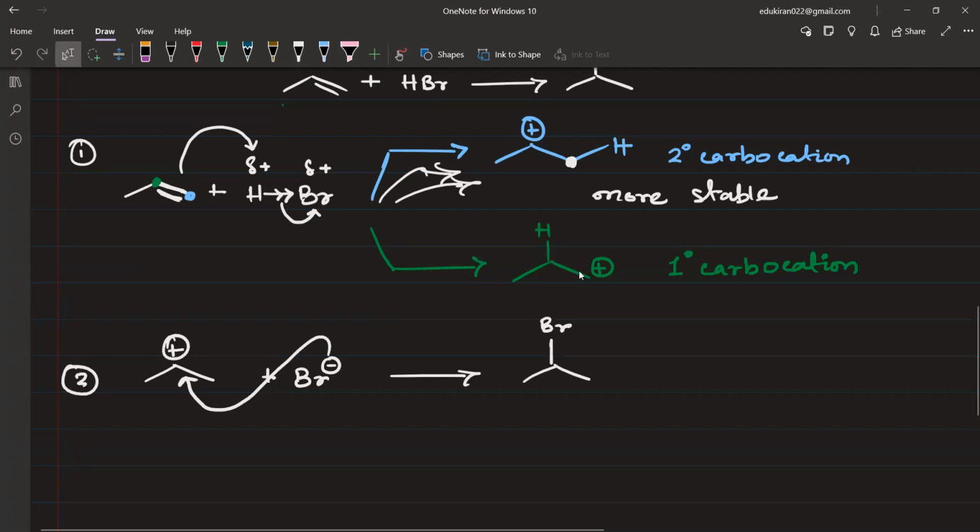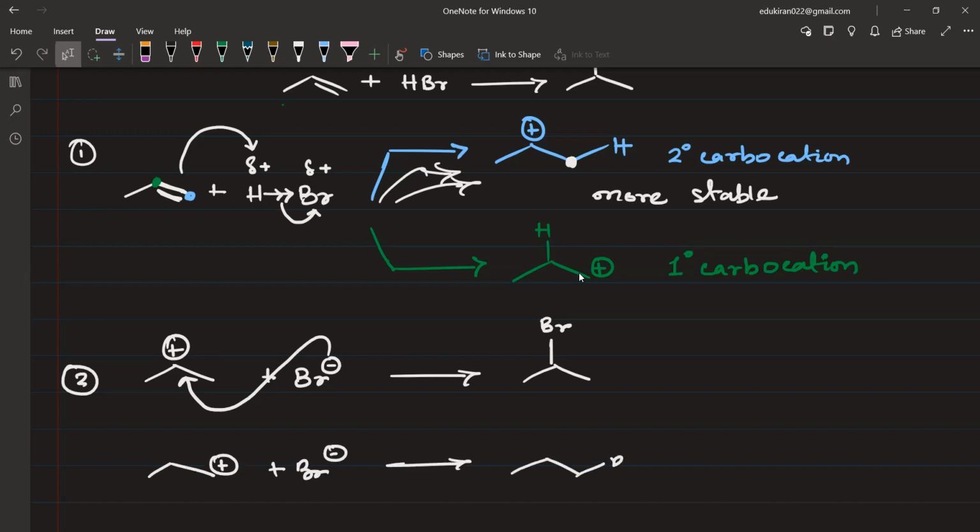Okay, also one more thing. This is less stable, but you will also have this product. ठीक है, ये भी बनता है, but it is minor. This is major. This is minor product. Major product means formed in larger amount. Minor product means formed in lesser amount.